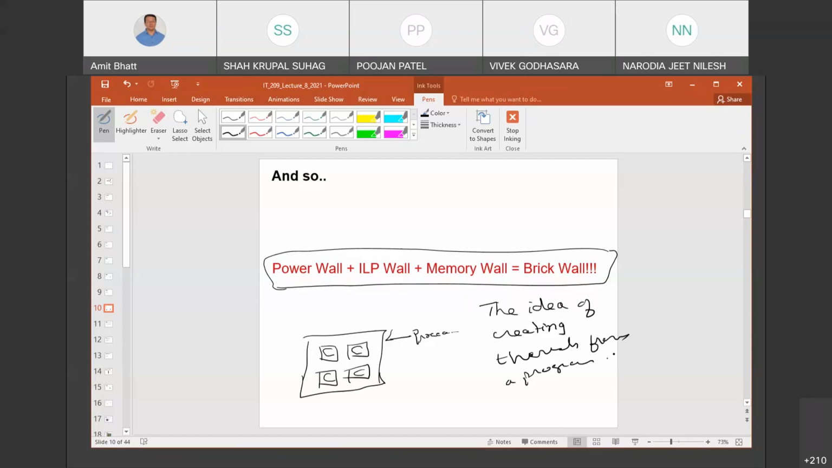So what it would do is it would try to find out parallelism within the program and say, okay, I can break down this program into say 2 parts or 2 threads or 4 threads or 8 threads, or if it's a matrix multiplication, I can divide it up into as many threads as there are individual matrix multiplications. So that is called the idea of threading. It has been around for a long time.